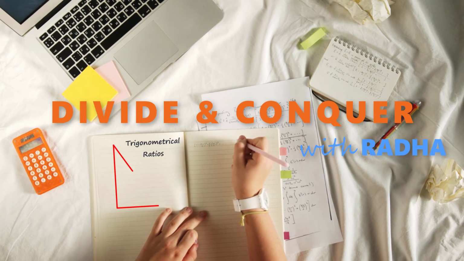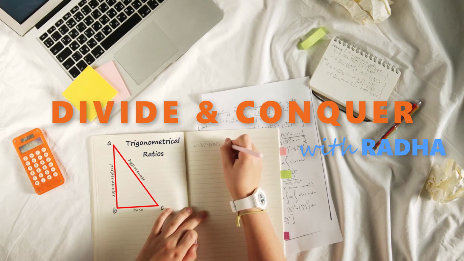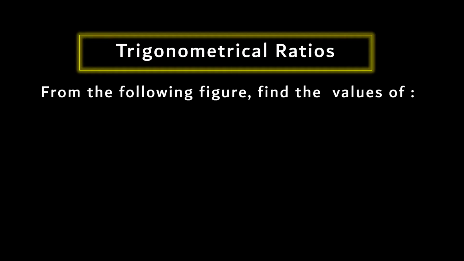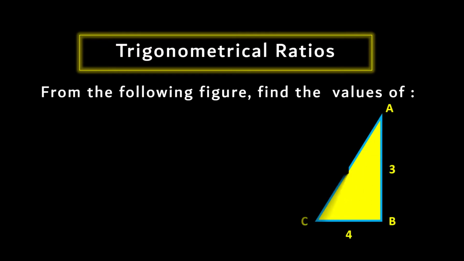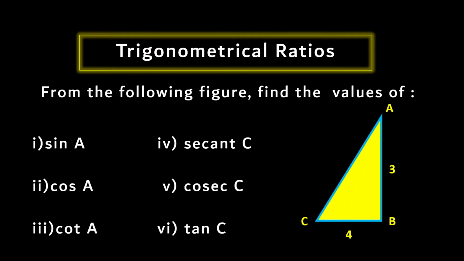In today's session, we are going to solve a basic sum related to trigonometrical ratios. From the following figure, find the values of sine A, cos A, cot A, secant C, cosecant C and tan C. The first three subdivisions are related to acute angle A and the next three subdivisions are related to acute angle C. So I'll be solving the sum in two parts.